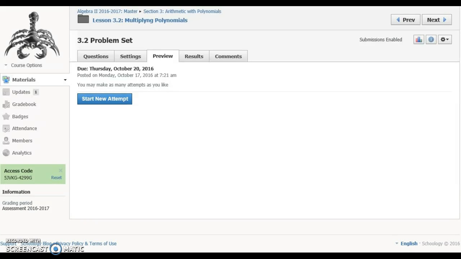Hey, so lesson 3.2 is all about multiplying polynomials. So a brief example before I show you what the problem set looks like. When you multiply polynomials, it's similar to FOIL if it's a smaller polynomial. So x plus 1 times 3x plus 5. In this case, it's just FOIL, right?